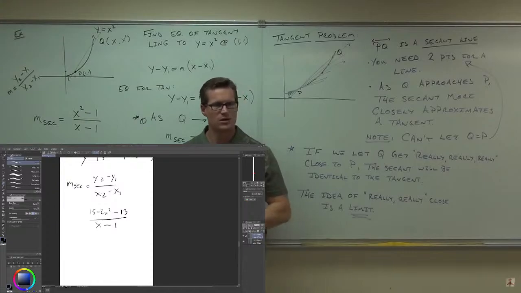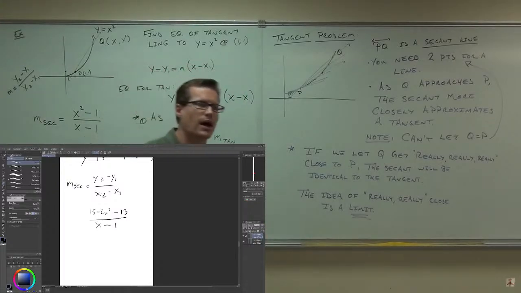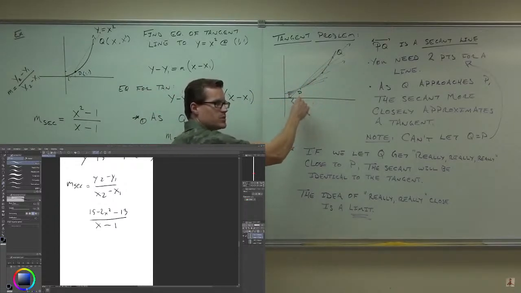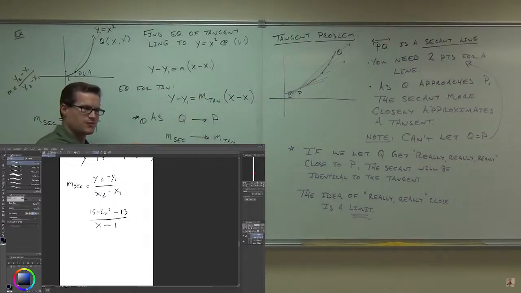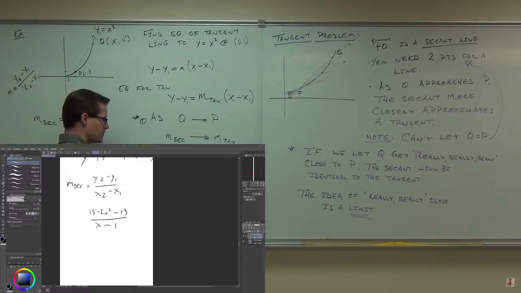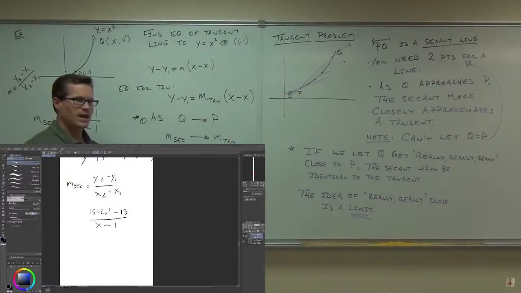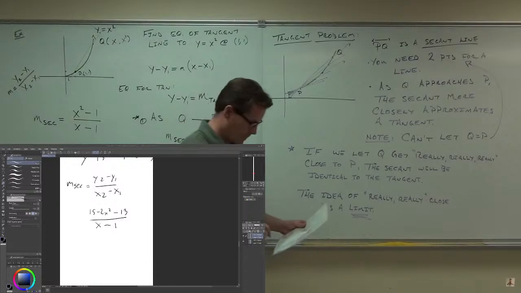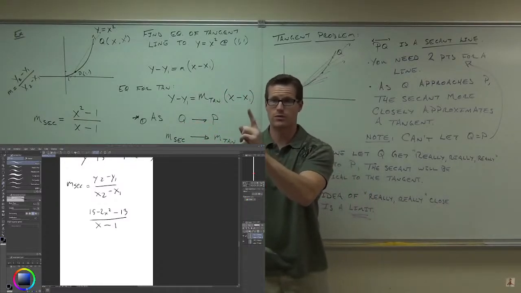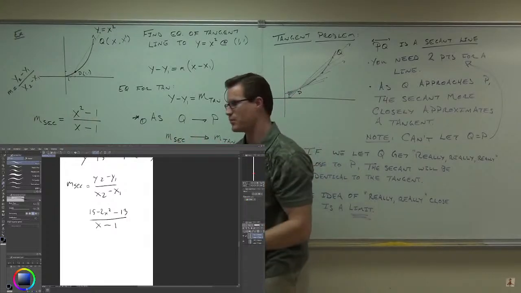Isn't that an issue? This is the reason why, folks, you can't get Q to P, because if you plug in 1, it's undefined. That means that you now have the same point. So you can't let x equal 1. That's big time. That means double important. You can't let x equal 1. This is why we can't let Q equal P, because we only have 1 point, right? You can't find the slope. It fails. It's undefined at that point.